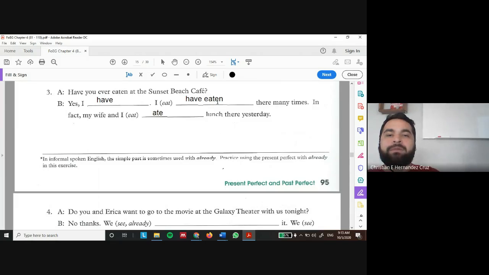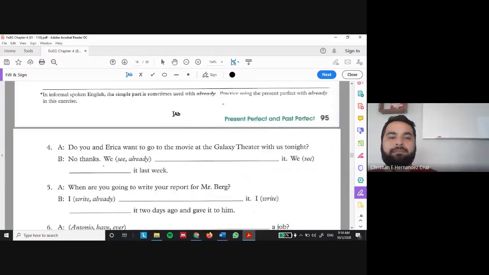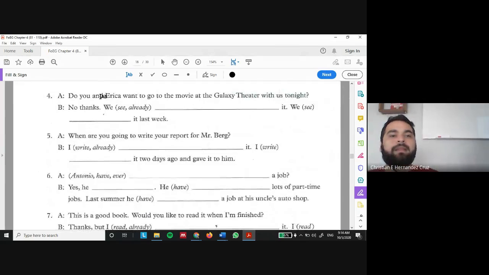If you notice, in this one, which is not specific, which just says many times, we used the perfect form. And then this one, which is specific, it tells us it was yesterday, we used the simple past form. Okay, let's continue. Do you and Erica want to go to the movie theater with us tonight? B, no thanks, we saw it already. We saw it last week. So how do we complete this?